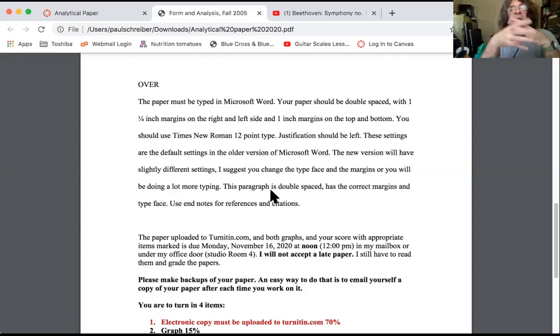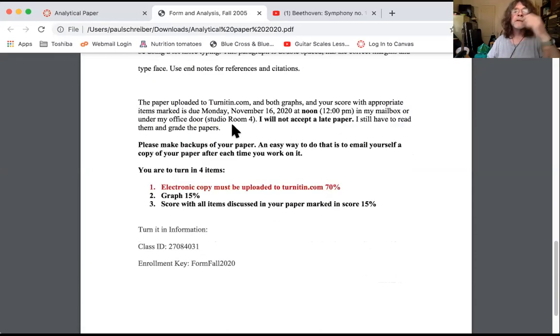And I've been telling this to people for years on end because I don't want you to have to write twice as much, okay? You need to download this paper to turn it in or upload it to turn it in. Both graphs in your score are due on Monday, November 16th at noon, 12 p.m. in my mailbox under my office door, which is, as most of you know, room 4 in that little teeny hallway next to the little theater. Don't give me a late paper. I still have to read these things, all right?